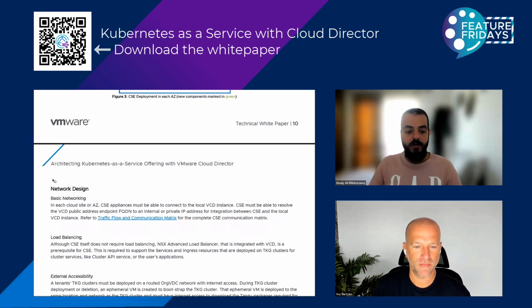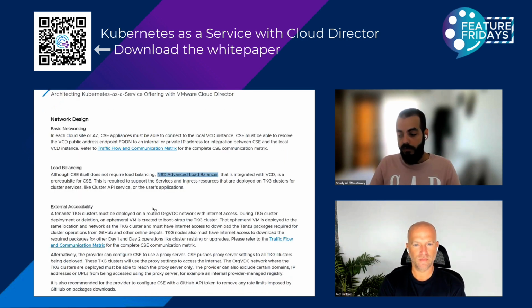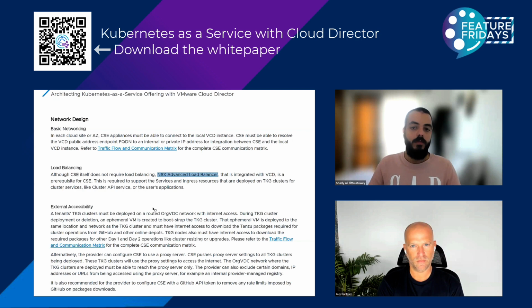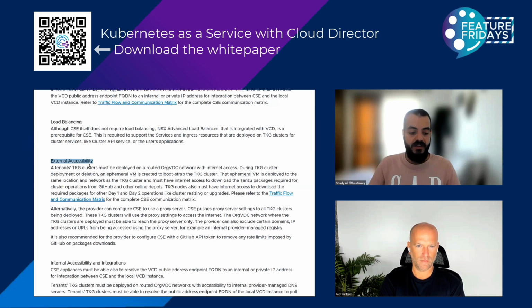So that takes us to the networking piece, the basic networking and load balancing for CSE. If you have multiple CSE instances, you don't need a load balancer. However, the NSX Advanced Load Balancer is a requirement to have a fully functional CSE, because CSE depends on NSX Advanced Load Balancer to create all of the load balancer type Kubernetes services for the cluster API, for example, or user applications. And here we are talking about the external accessibility and the internal accessibility.